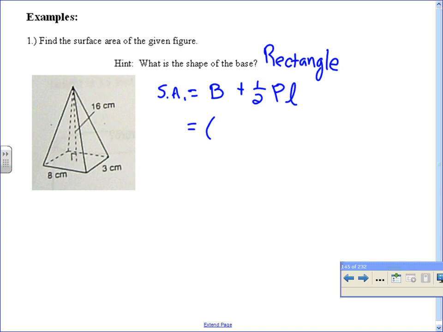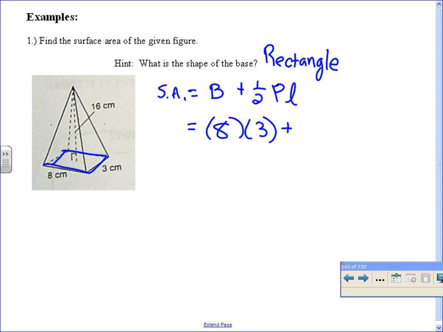Why is it a square? Yeah, no, this is 8 and this is 3. This is the base. Well, even if it was drawn, because this is 3 and this is 8, so look at the numbers, not the drawing, okay? So we have 8 times 3 here. We're just going to do one thing at a time. That's the area of the base.